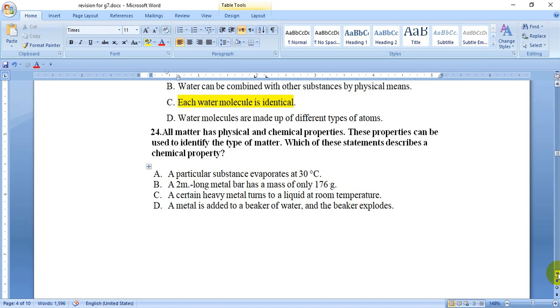But for chemical properties, we have only 2 chemical properties. Reactivity, it means if the matter reacts with other substances or not, and flammability, if matter burns easily or not. So let's see which one of them is a chemical property. A particular substance evaporates at 30 Celsius, or a 2 meter long metal bar has a mass of 176 grams, or a certain heavy metal turns to a liquid at room temperature, or a metal is added to a beaker of water and the beaker explodes. The only one here that shows a chemical property is letter D, because reactivity is a chemical property.